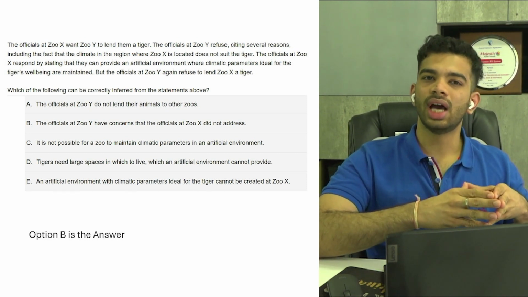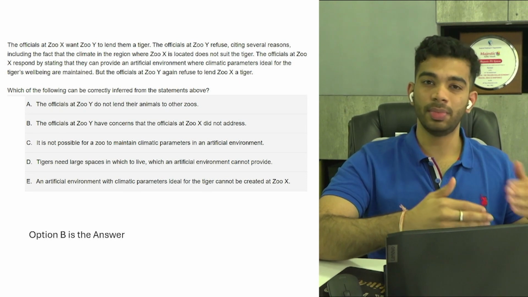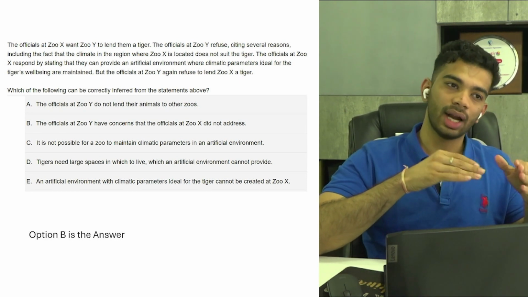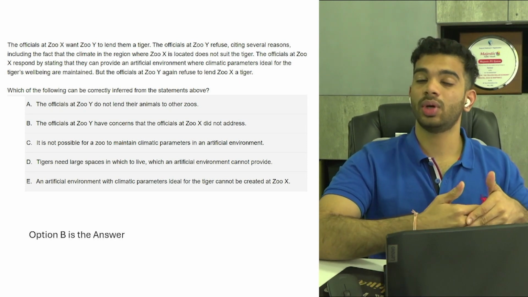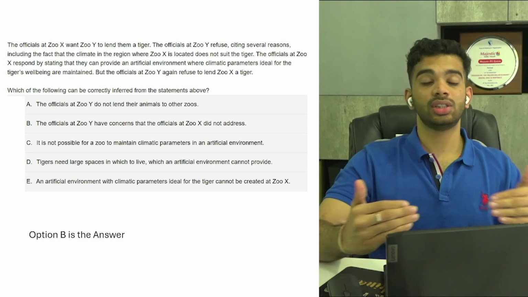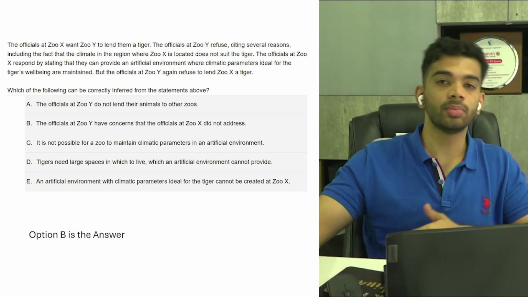Try to do the CR Bible. Maybe you can skip a few bits in between, but try to come to the points which actually matter, and try to solve as many questions as you can and learn from those questions. Not just learn from the right option, but also learn from the wrong options.